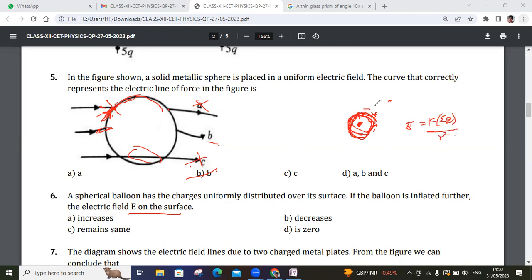So if you inflate the balloon, what will happen? The charges magnitude will remain same, but the thing is, the desired point where you want electric field is on the surface. So now this R will increase. Now also it will be as if the whole charge is concentrated at the center. So again it will be K of sigma q by R square. K and sigma q are same, but R has increased, so electric field will decrease. It's option B. Go to the next question.